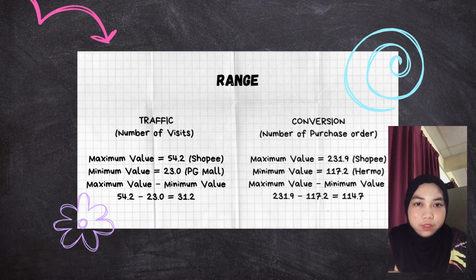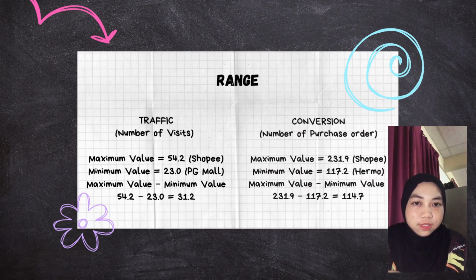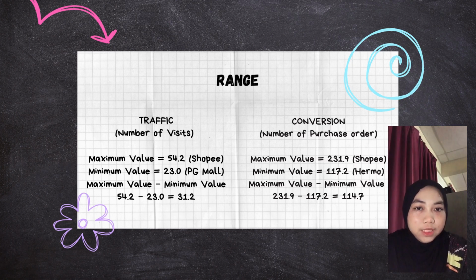First step is to find the range, the maximum value minus the minimum value. As the result for visit, the range is 31.2. For the purchase order, the range is 114.7. The number of purchase orders has the greater range compared to the number of visits. From this, we can see that the number of purchase orders shows more variability or a wider distribution of values.